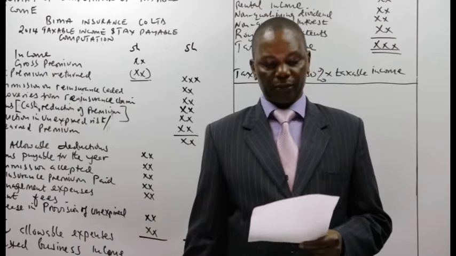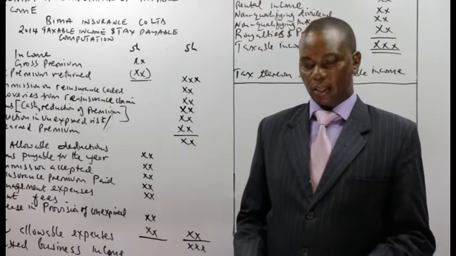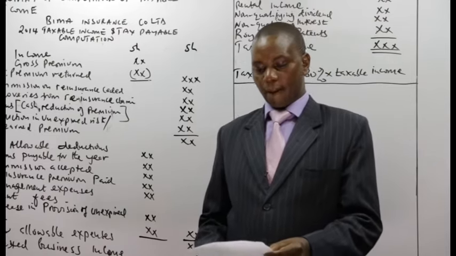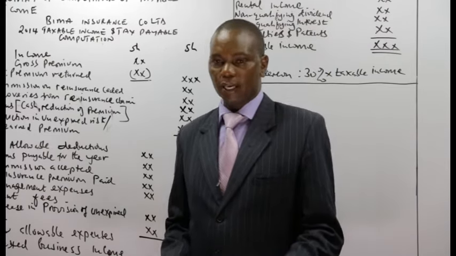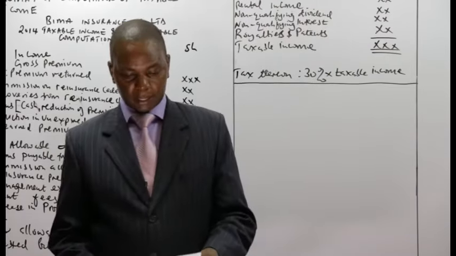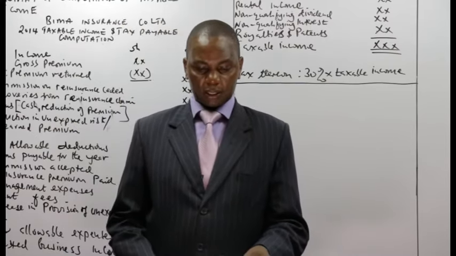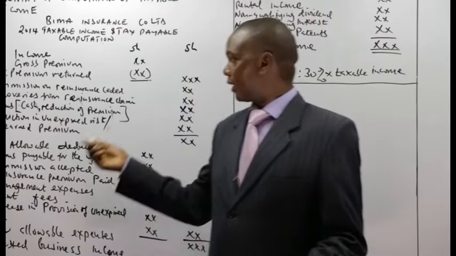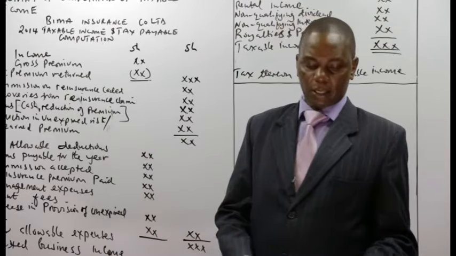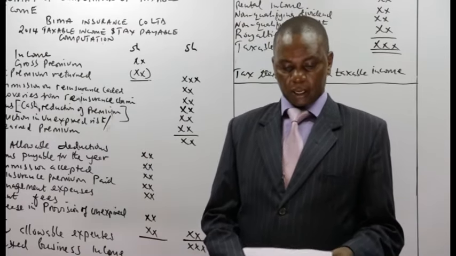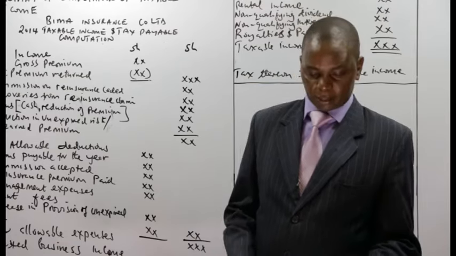Then we have claims recovered on insurance. That is also a taxable income. Then we have legal expenses relating to the claim. That is an allowable expense. Commission on reinsurance ceded, that is an income, as we can see in our general format. Agency fees is an allowable expense.